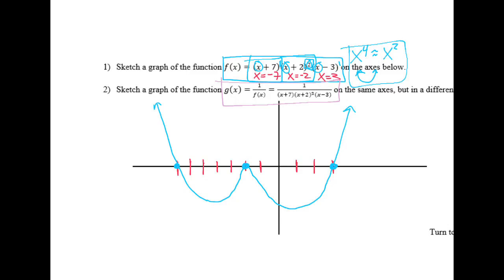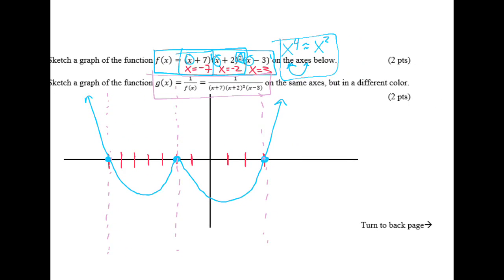So everywhere I got a 0 from the original function, when I do the reciprocal, I'm going to get a vertical asymptote because those are the values where I would be dividing by 0. So I get 3 vertical asymptotes right there. Okay, so let's think about what else we need to know in order to sketch this function.